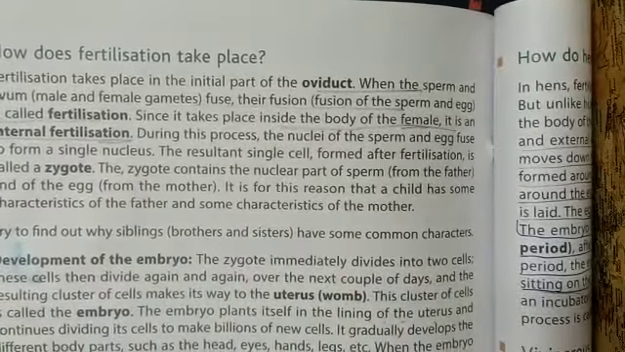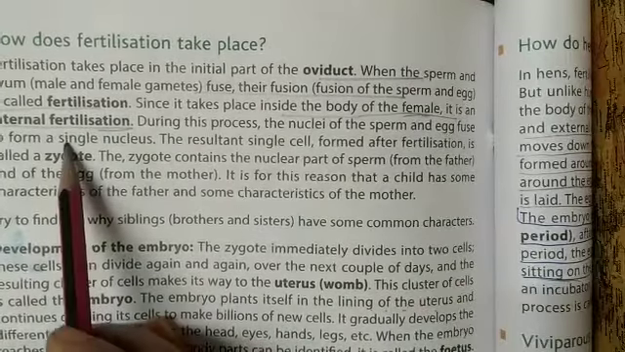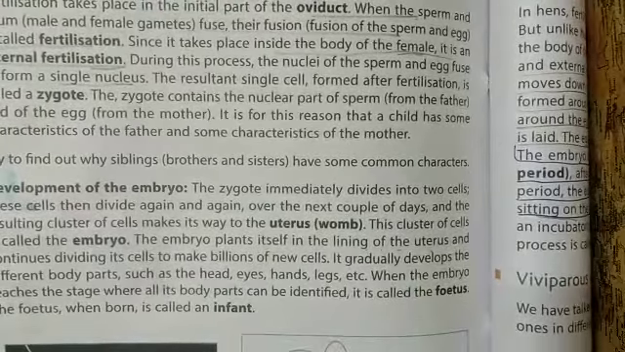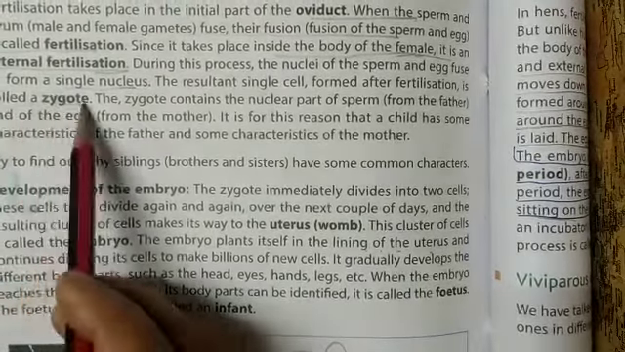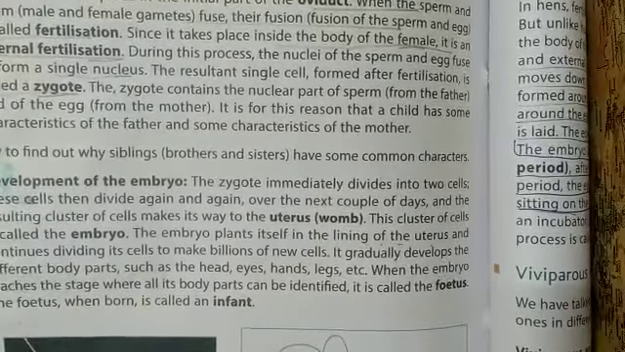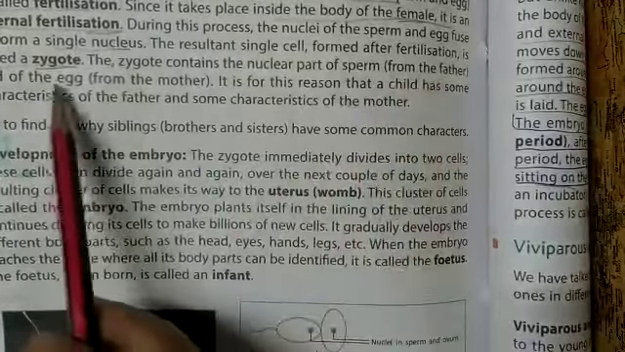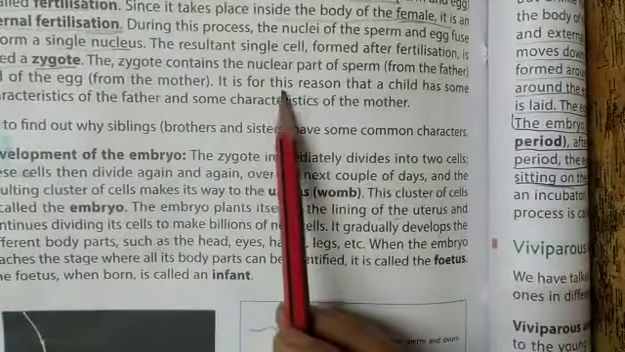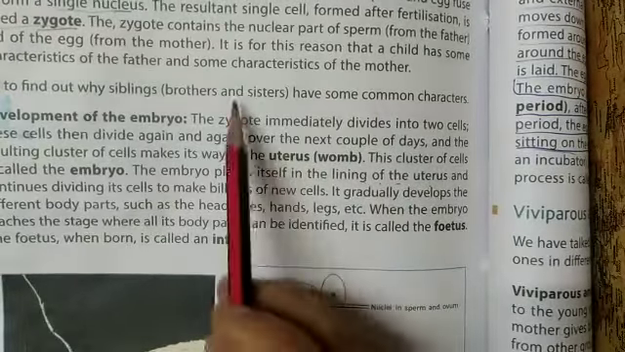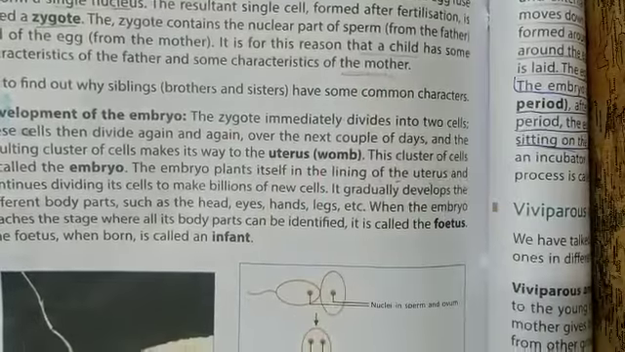During this process, the nuclei of the sperm and egg fuse to form a single nucleus. The resultant single cell formed after fertilization is called zygote. The zygote contains the nuclear part of the sperm, that is from the father side, and of the egg from the mother side. It is for this reason that a child has some characteristics of the father and some characteristics of the mother.